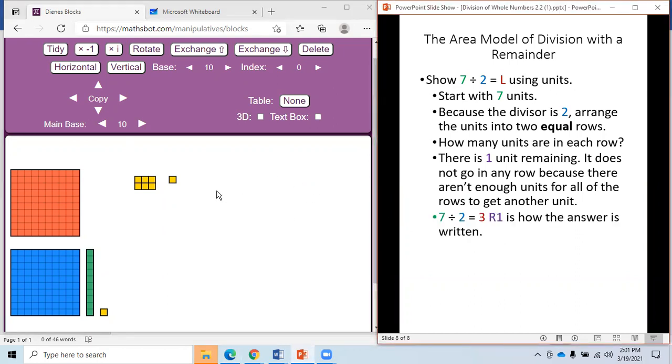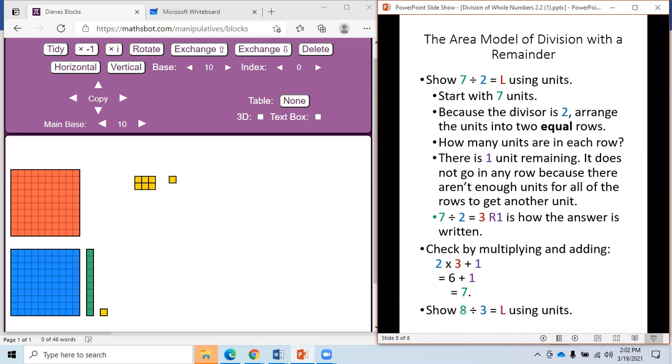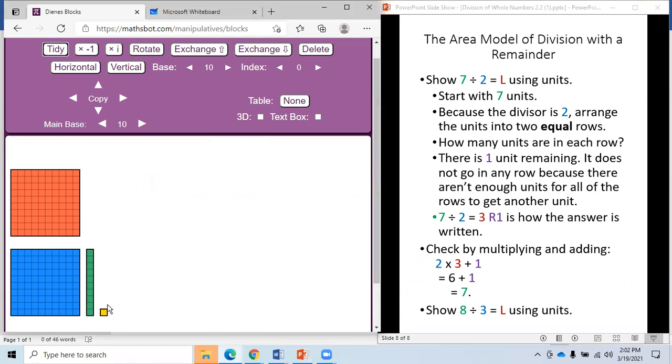I would write this as 7 divided by 2 is equal to 3 remainder 1. And I could check this by multiplying and then adding. 2 times 3 is equal to 6 plus 1. And 6 plus 1 is equal to 7. And let's try this one more time. And let's show 8 divided by 3 is equal to L.